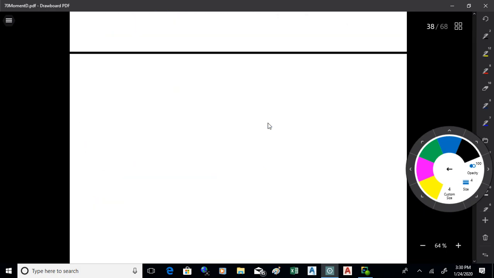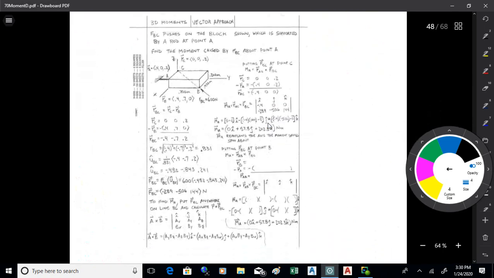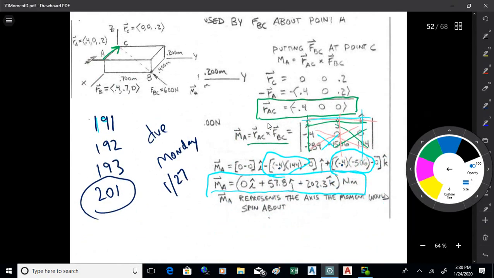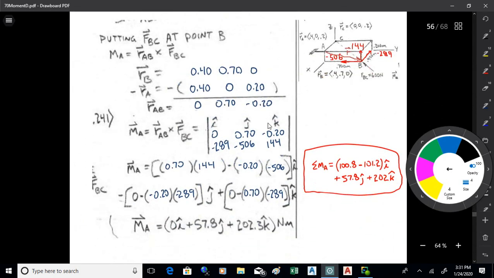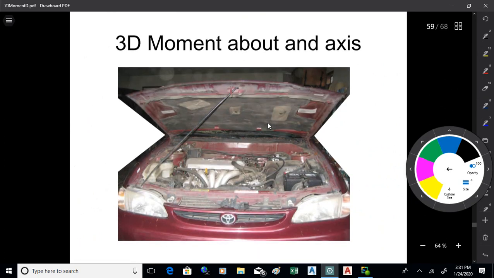Okay. Now there is another aspect of these 3D moments because I don't know, there isn't really a term I've ever heard for this, but I made one up. I just call it a free moment. It can go anywhere it wants, okay? Now, a lot of times, though, it can't go anywhere it wants. You're going to force a moment to occur about a given axis. So that's the last little bit we'll do with moments, okay? So this will be a 3D moment about an axis, okay?